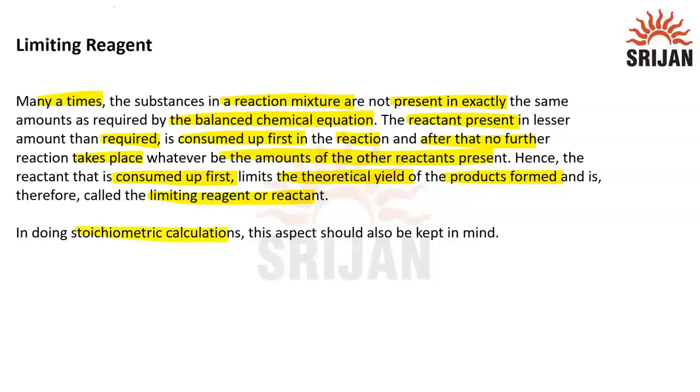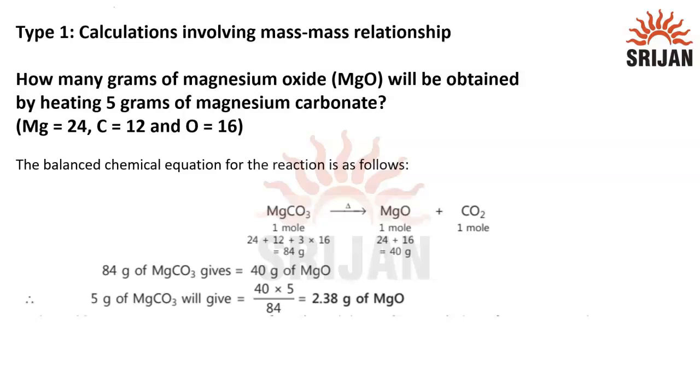In doing stoichiometric calculation, this aspect should also be kept in mind. So the first one is type 1 calculations involving mass-mass relationship. The question is, how many grams of magnesium oxide will be obtained by heating 5 gram of magnesium carbonate? So simply write the reaction, that is MgCO3 on heating gives MgO plus carbon dioxide. It is clear from the balanced reaction that 1 mole of magnesium carbonate is producing 1 mole of magnesium oxide along with 1 mole of carbon dioxide.